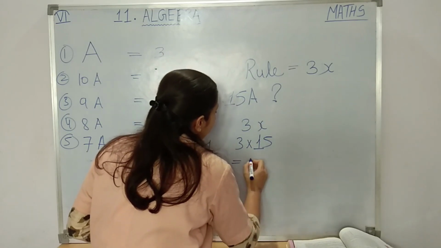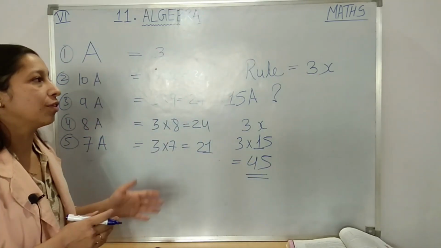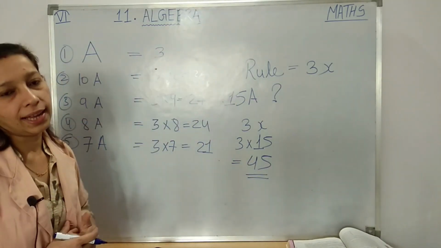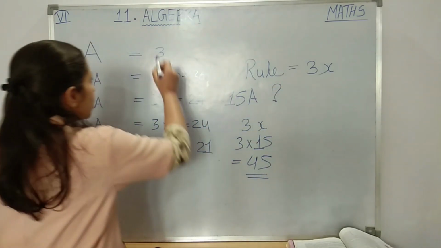So 3 into 15, how many matchsticks will students require? 45 matchsticks will be used to make 15 A's. Clear, students? So this is the rule. How to make the rule? The thing which is constant.